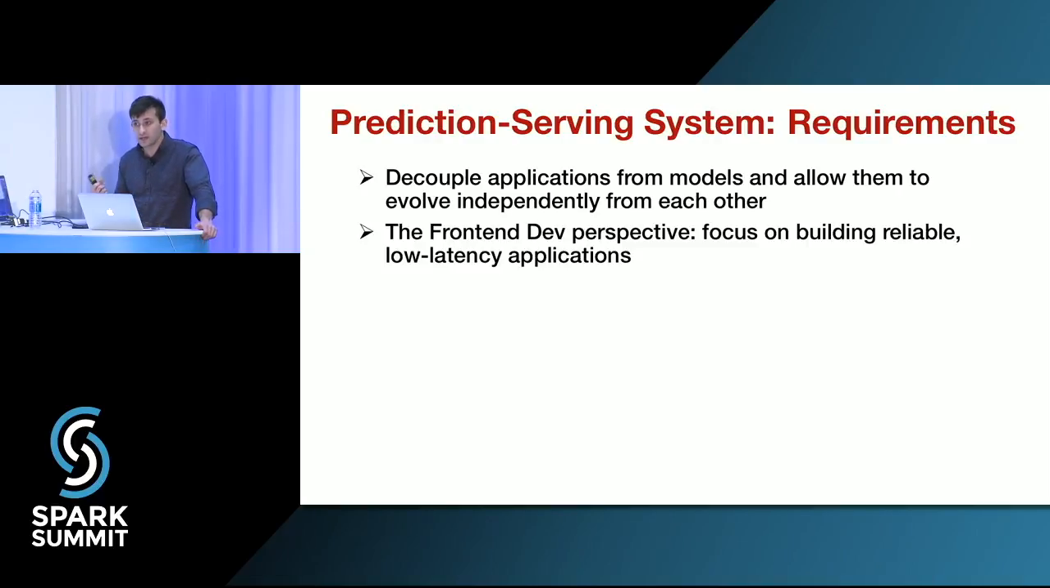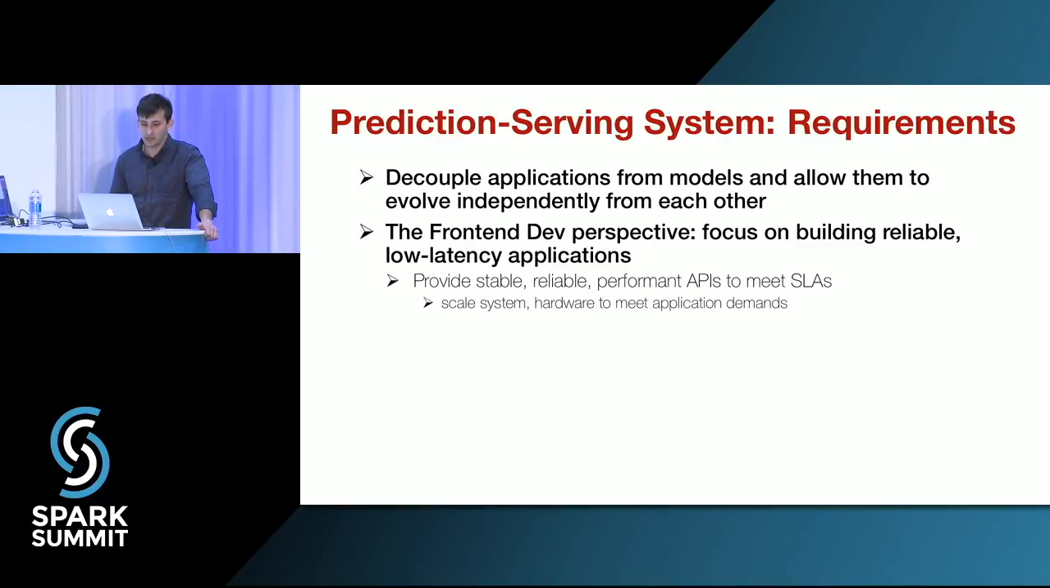So from the perspective of the front-end developer, the guy building the application, and his DevOps team, the people responsible for making sure that these things run in production, they should be able to focus on building reliable, low-latency applications. That means that this prediction serving system needs to provide stable, performant APIs that can meet service-level agreements, provide the right knobs to scale to different types of workloads and application demands, and let them remain oblivious to the implementations of these underlying models. The guy who's just asking, is this fraud or not, doesn't really care how that decision is being made as long as it's accurate.